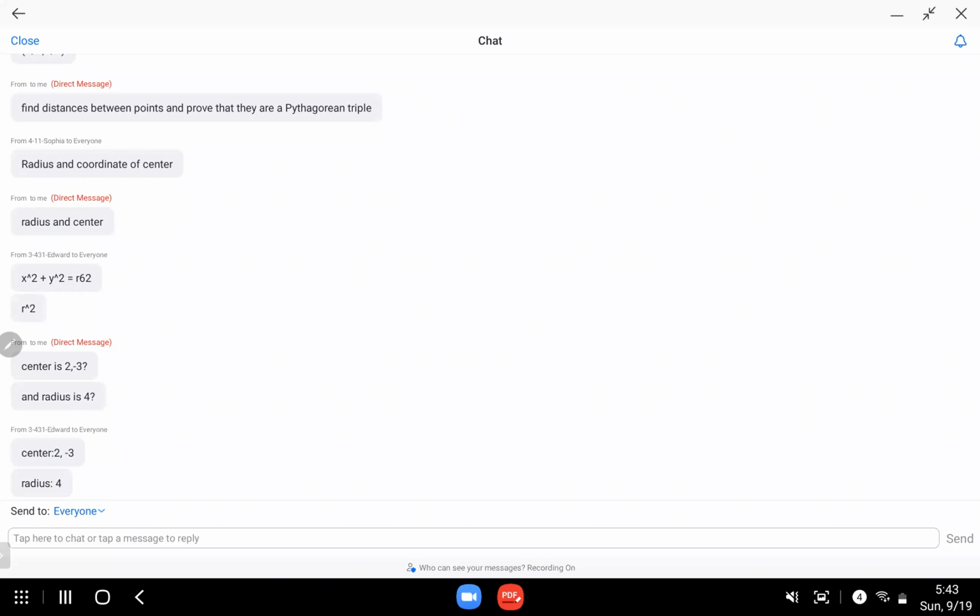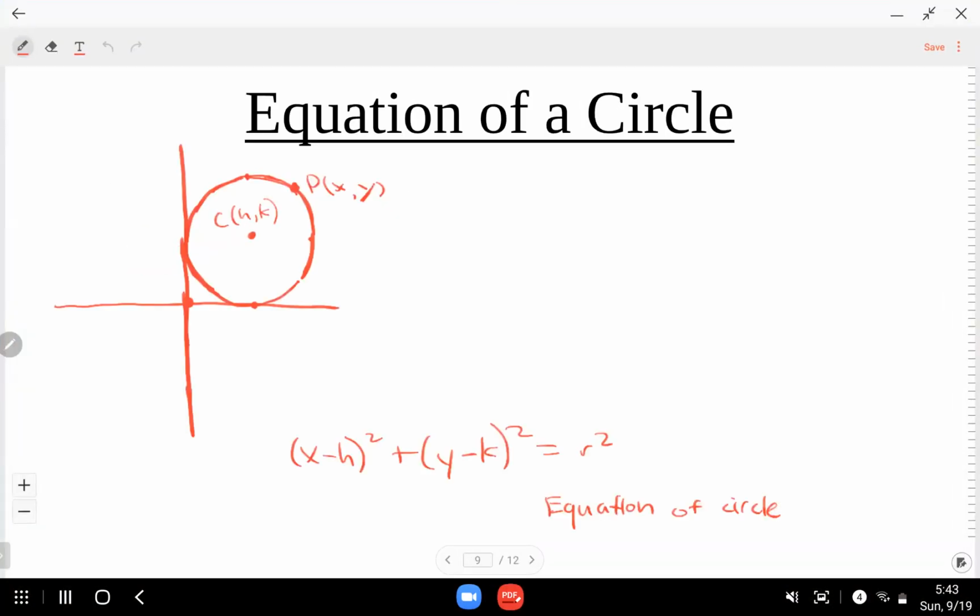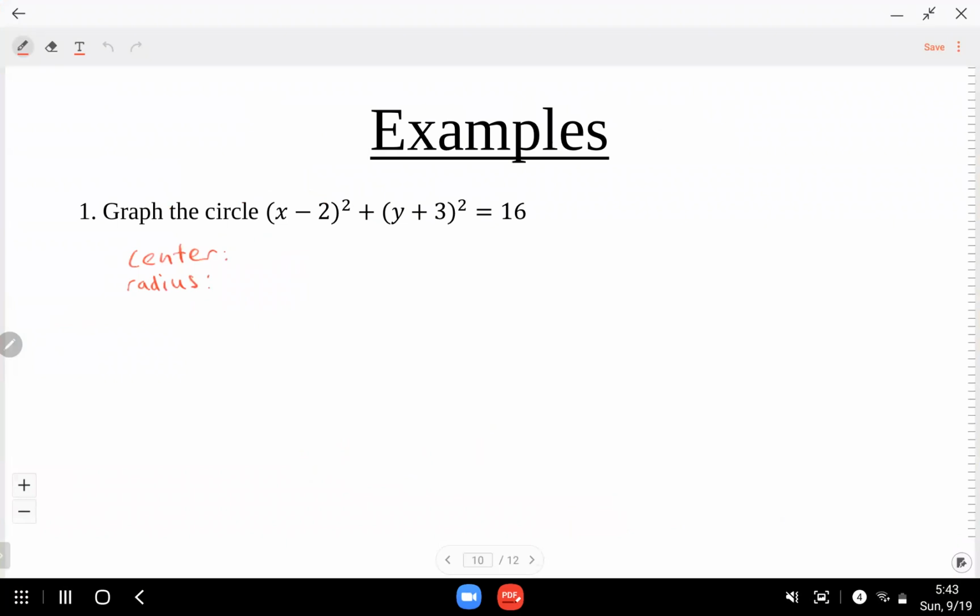Great job. Because what is our formula? (x - h)^2 + (y - k)^2 = r^2. So you have to square root 16 to get the radius, which is 4. The x value of the center is 2 and the y value is -3. Now we can graph.